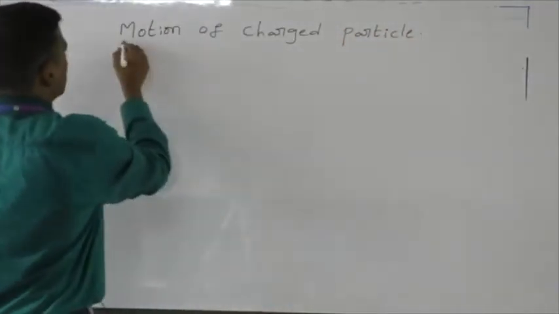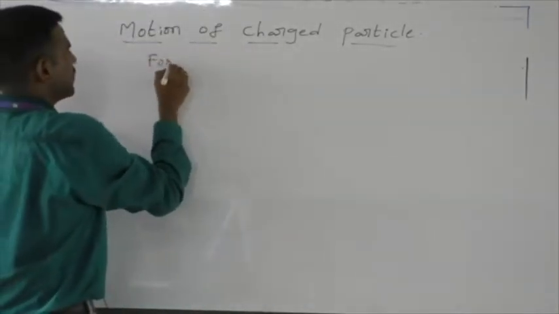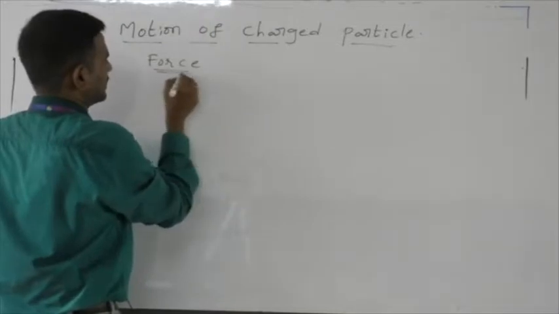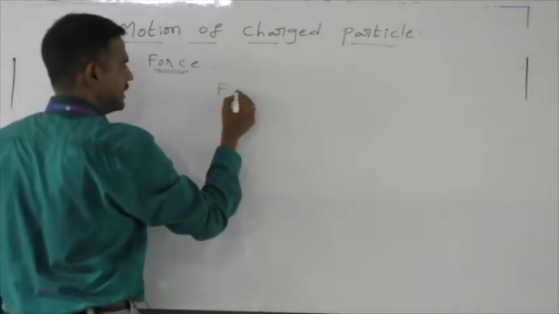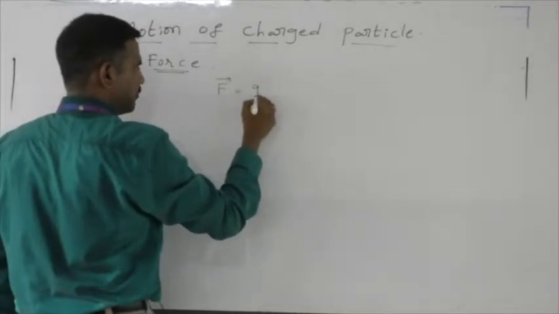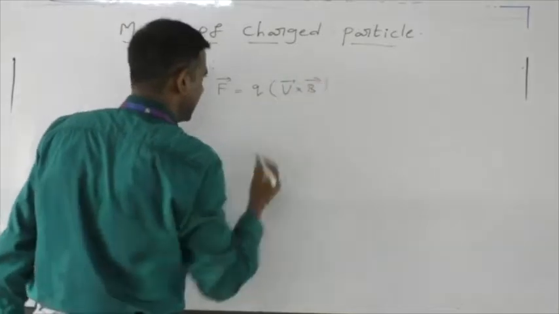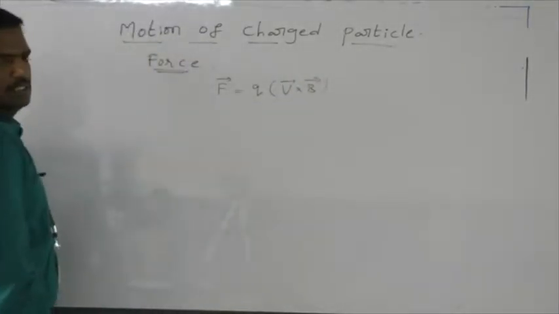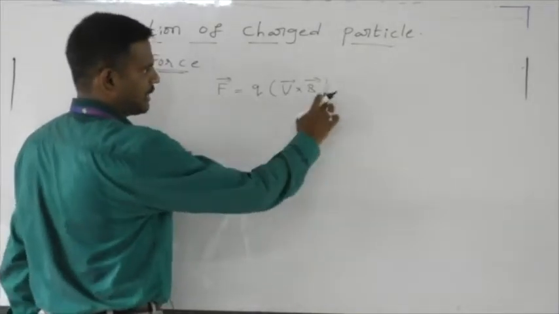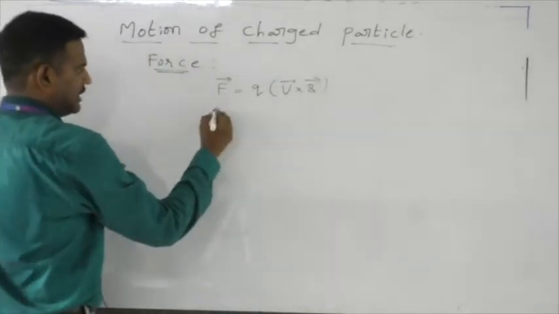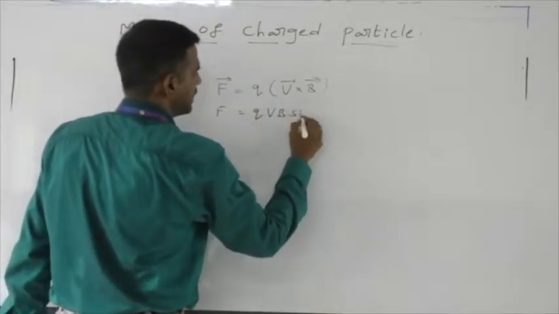So first of all, we have to know what is the force experienced by a charged particle. We know very well that F is going to be nothing but q into v bar cross B bar. This is the force expression, the force experienced by the charge moving with velocity v inside the magnetic field B. In simplified form, it can be written as qvB sin theta.